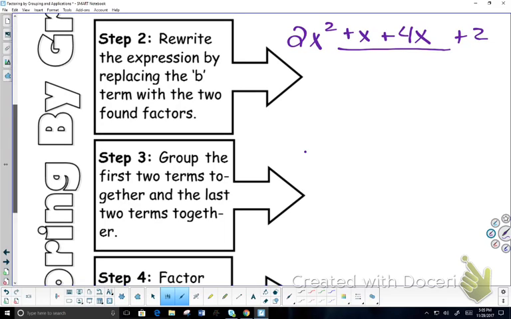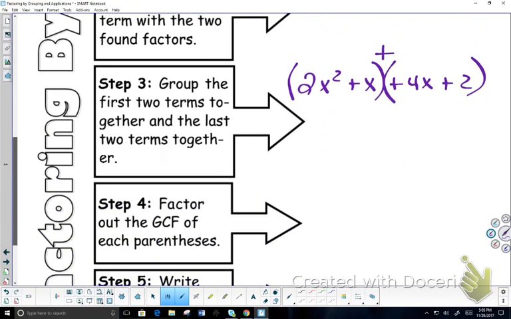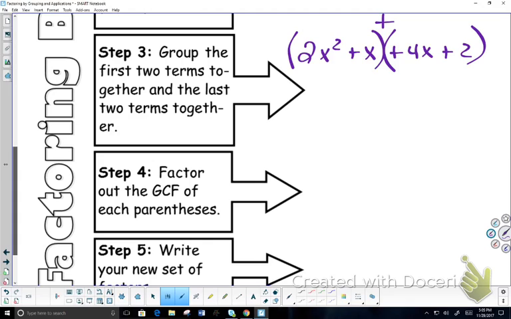To group these, all you're going to simply do is take your first two terms and you're going to put them in parentheses. You're going to take your last two terms, put in parentheses, put a plus in between. Make sure you keep your sign with that third term. I'm now looking for, what do the first two terms have in common? What's the greatest common factor, the biggest thing they have in common? And in this case, it's going to be x. So I'm going to divide both of these by x.